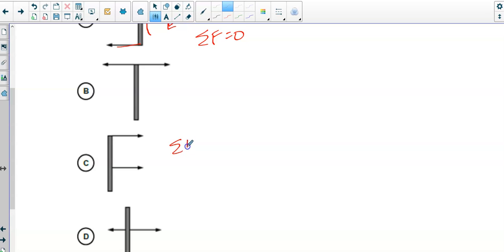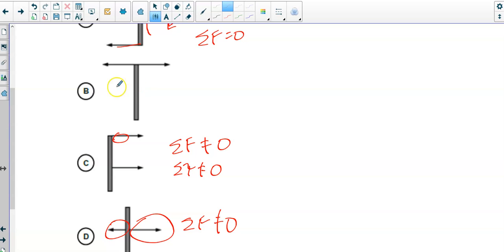C, the net force isn't 0 because they're both to the right. And if we assume this one is halfway through, the net torque still isn't. This would cause it to rotate then. So this one's definitely not either one. This one can't be, the net force isn't 0 because this force doesn't balance out that one. It's got to be B.